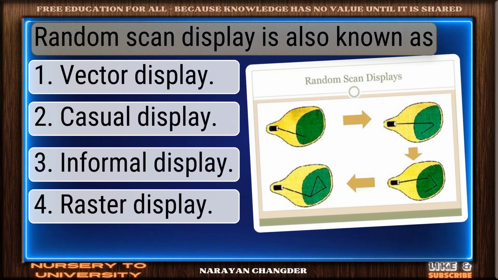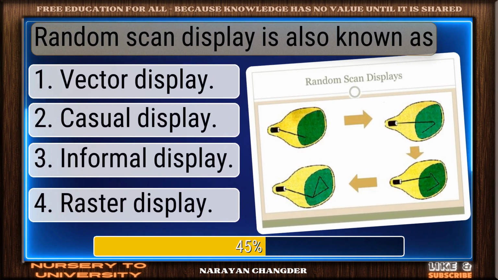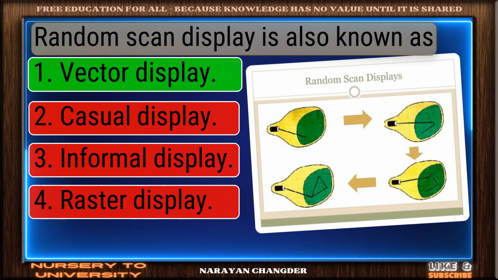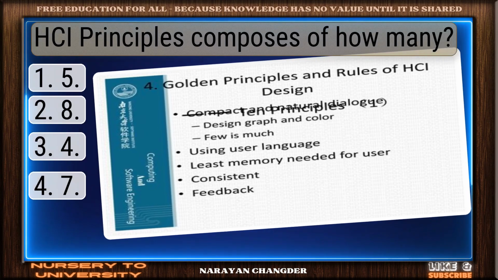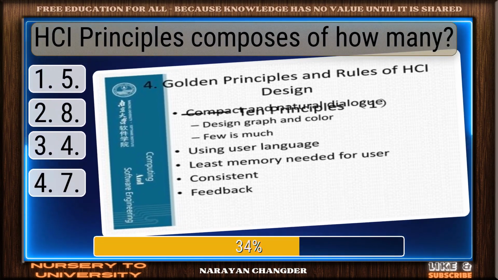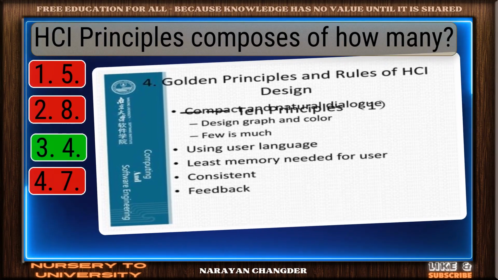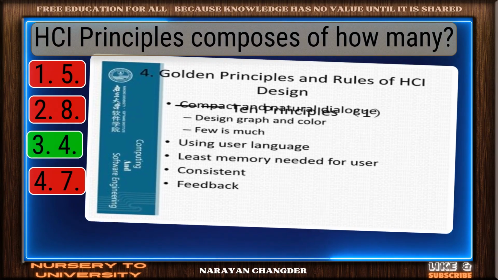Random scan display is also known as. You chose vector display, and it is correct. HCI principles compose of how many? Excellent. 4 is a brilliant choice.